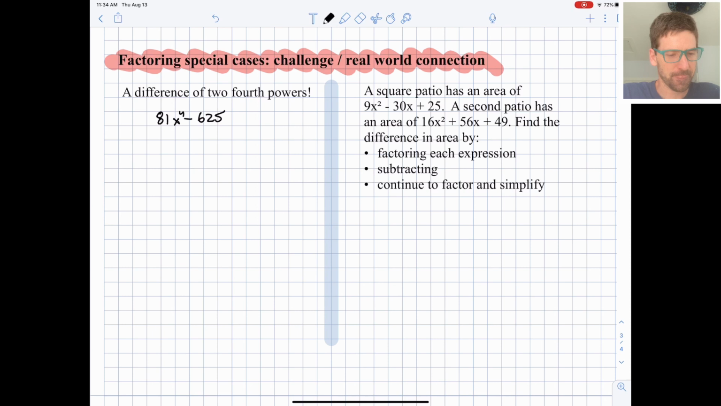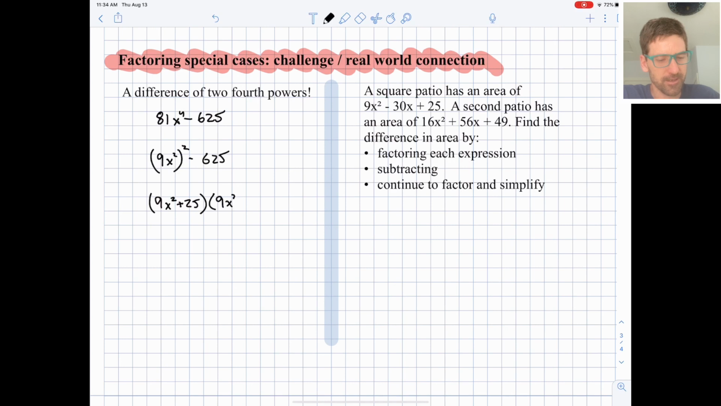So, let's rewrite it. Let's call this 9x squared minus 625. So look what we just did. We just turned it into a difference of 2 squares. 625 is a perfect square. It's 25 squared. And then the first term was a perfect square as well. So this is going to turn into 9x squared plus 25 times 9x squared minus 25. Okay, we just followed the difference of 2 squares rule.